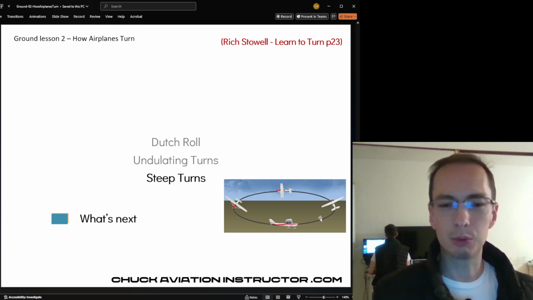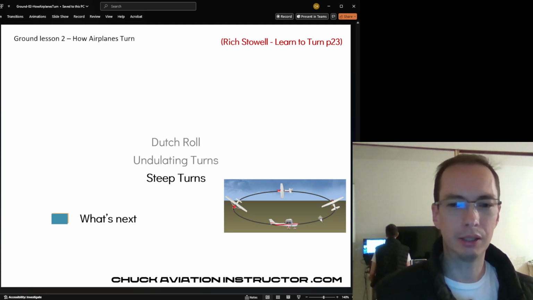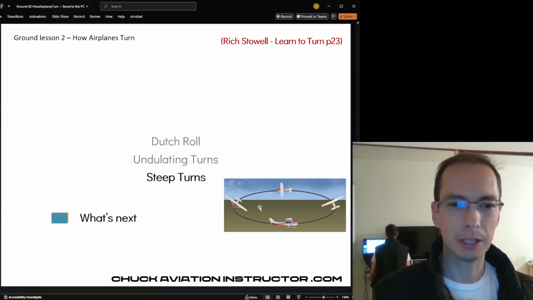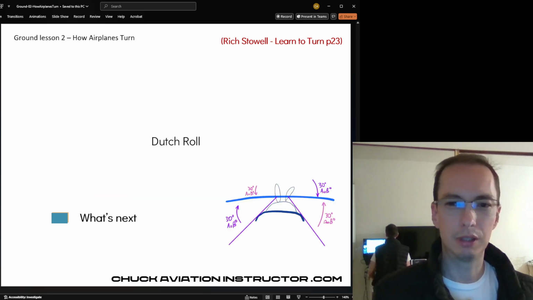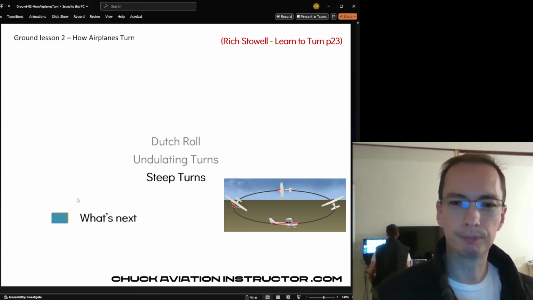And the last one, steep turns. Well, I guess you have an idea of what that looks like, and you'll be amazed of how much you can improve your steep turns if you follow this program.